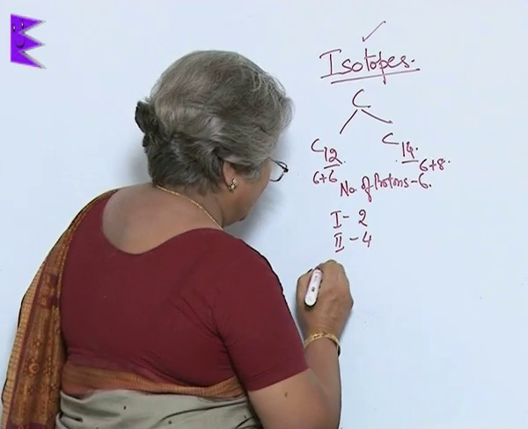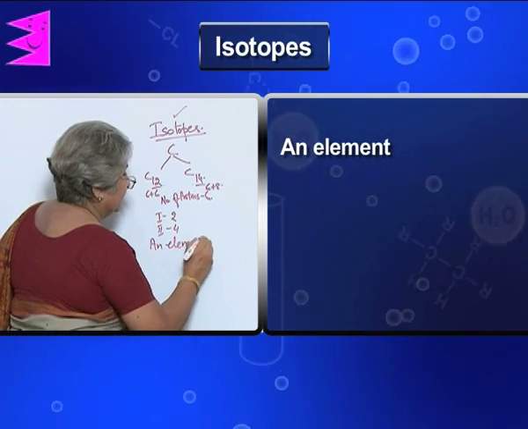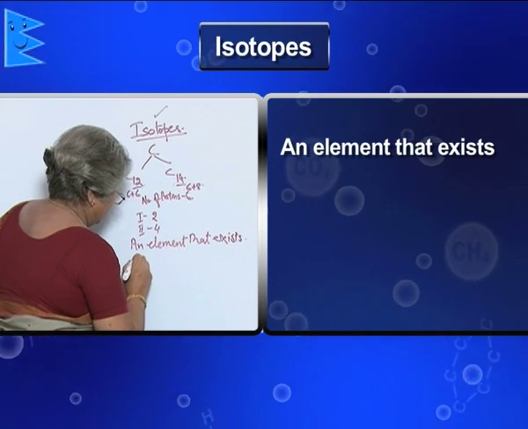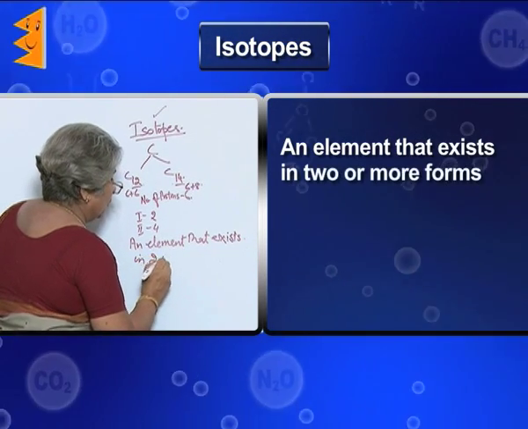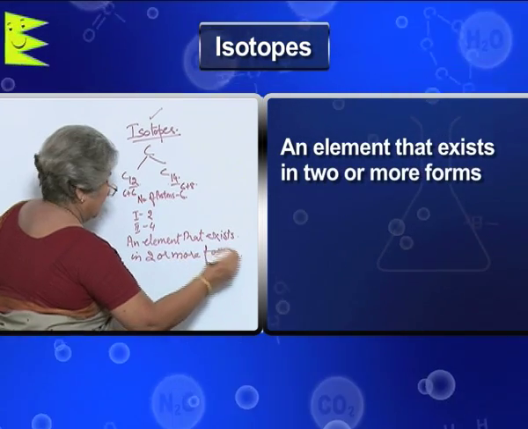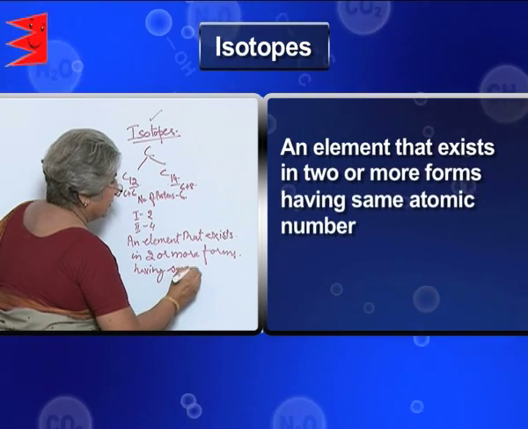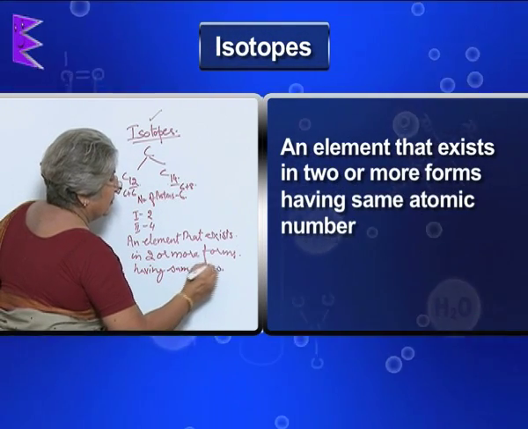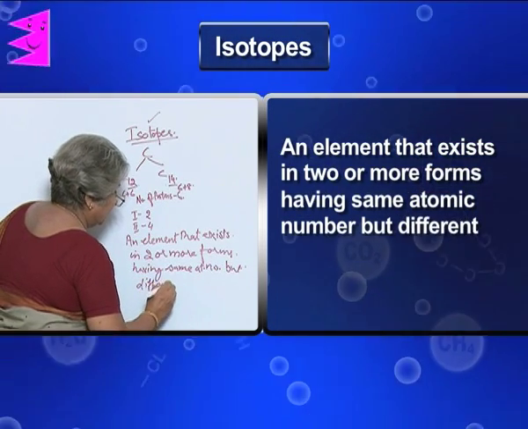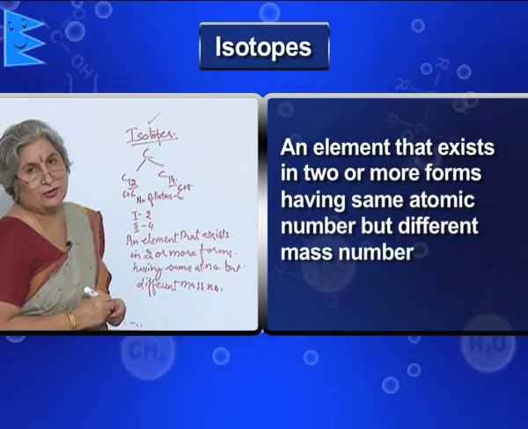So, an element that exists in two or more forms having the same atomic number but different mass number, then they are called isotopes.